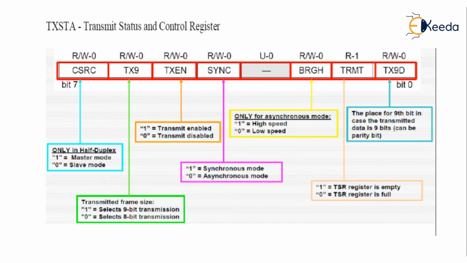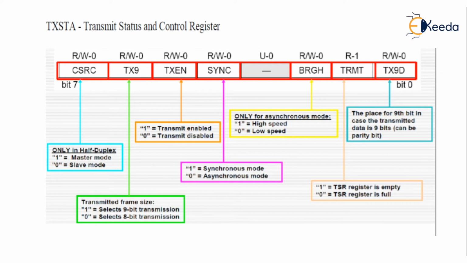This TXSTA is one of the SFRs assigned for serial communication, for serial transmission. This is the control register for serial transmission, and we have the same thing for the serial receiver. TXSTA, in association with TXREG, is used during data transmission. TXSTA means the Transmit Status and Control register. It is an SFR, so it is an 8-bit register.